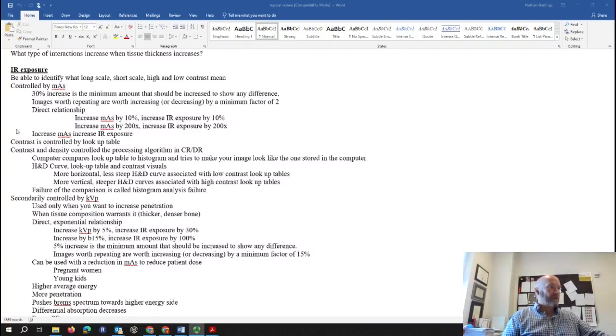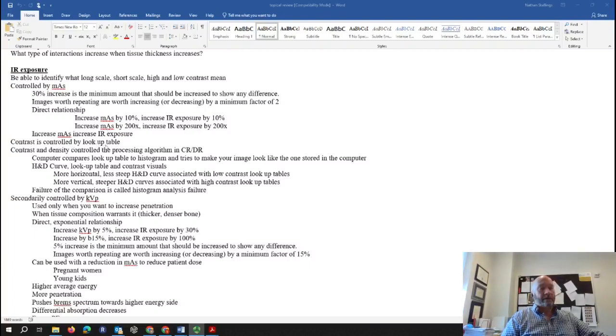So with mAs, there's a direct relationship with image receptor exposure, not necessarily the index number, but image receptor exposure. Meaning that if you increase mAs by 10%, your image receptor exposure can be expected to go up by 10%. If you increase your mAs by 200 times, then your image receptor exposure will go up by 200 times. Again, that doesn't mean that's the direction your index number is going to go. It just means that the actual exposure to the image receptor is going to change in direct proportion to your change in mAs. So as you increase mAs, you increase image receptor exposure.